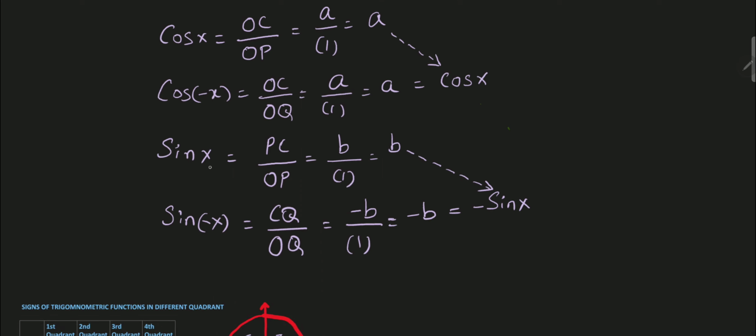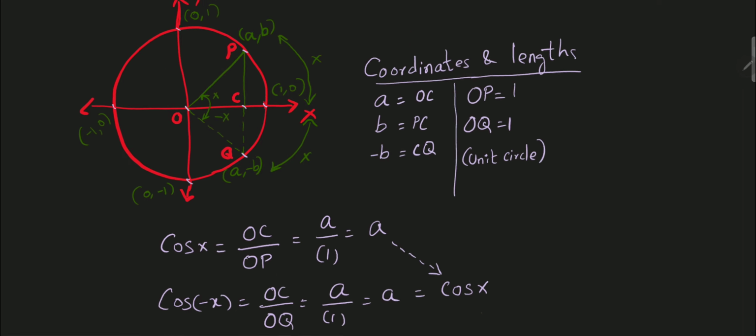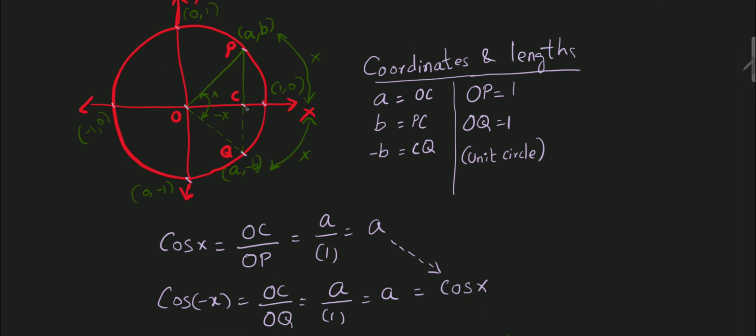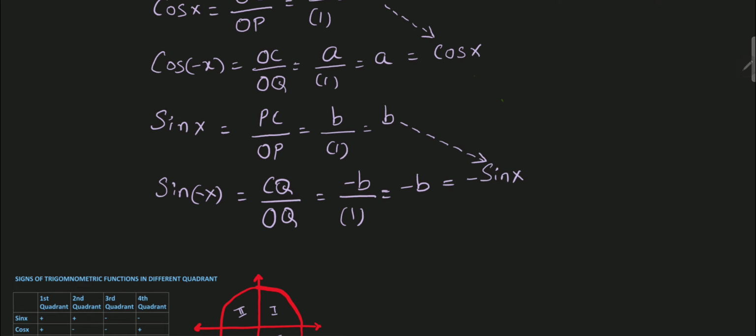For sin x, opposite side by hypotenuse, which results in b, whereas sine of minus x, opposite side is CQ, which is minus b, by the hypotenuse, which in a unit circle is 1, equal to minus b, so minus of sin x.